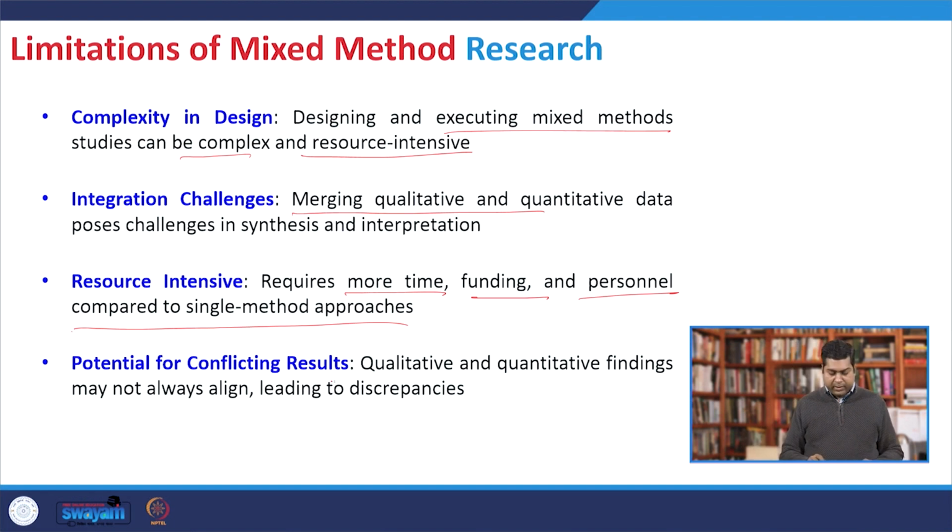Potential for conflicting results. Qualitative and quantitative findings may not always align, and that is why I am saying that for one particular object, if you get diverse results, then the question is which one is true. So sometimes it is a problem, leading to discrepancy.